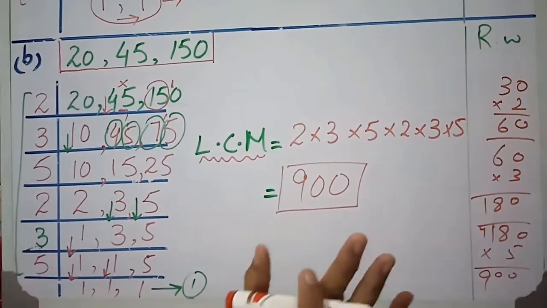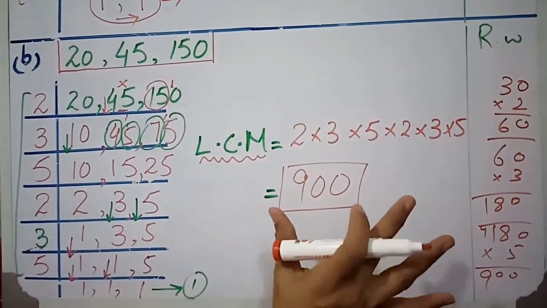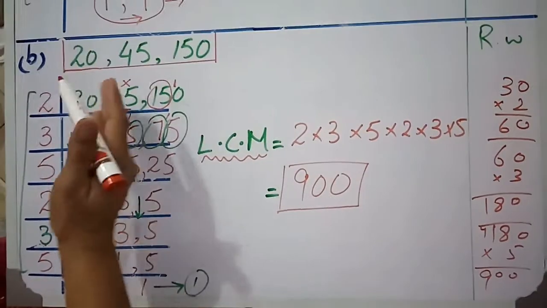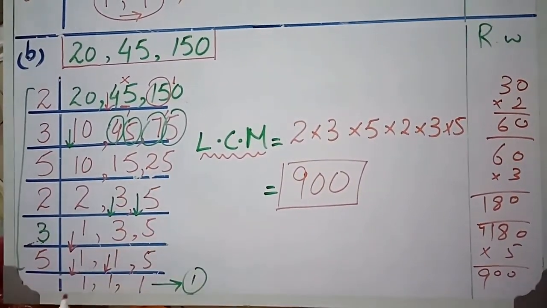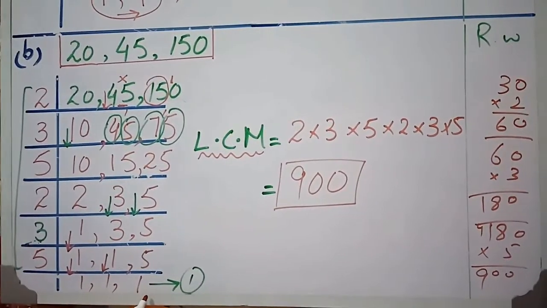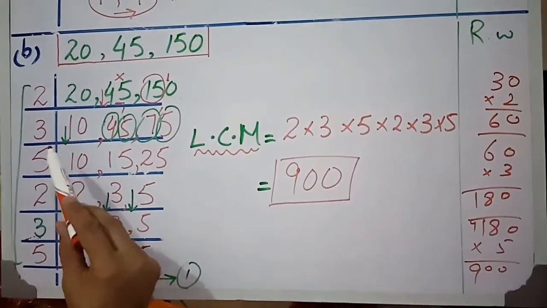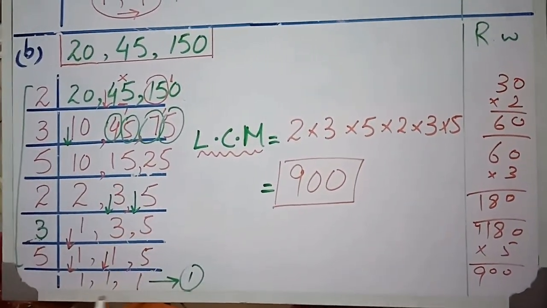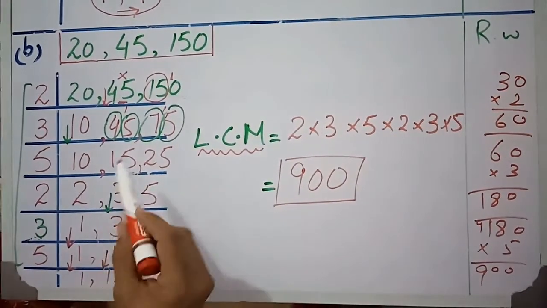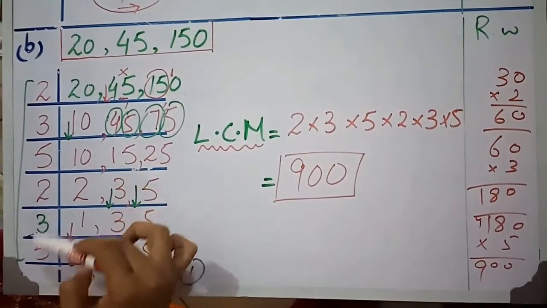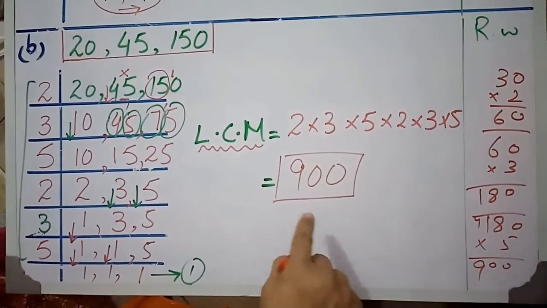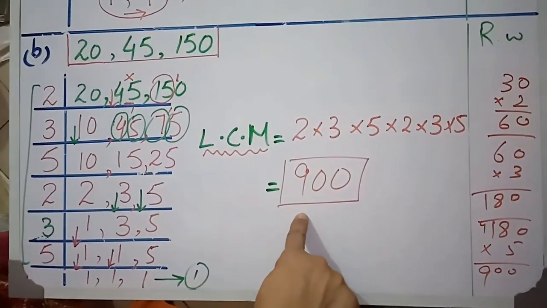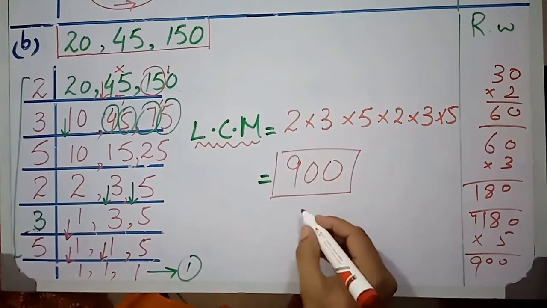I have told you about method number 2. In method number 2 we have to take all numbers in one step, and we have to carry the question till all ones. We keep dividing the numbers till 1. After that we have to multiply the factors to find the LCM. After multiplication we get the LCM. It's the final answer.